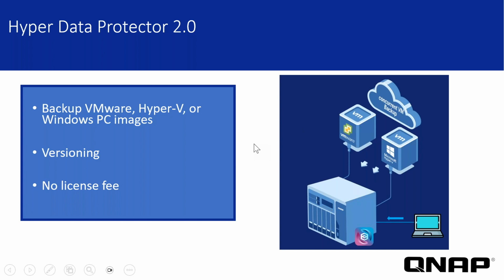So Hyber Data Protector 2.0, it's for taking system image backups of VMware VMs, Hyper-V VMs, and now also Windows PC images as well. It provides versioning. You can do thousands of versions, and there's no licensing fee. So like a VMware environment, that can save you a lot of money. But now in an office or small business, it's also great for backing up your PCs.